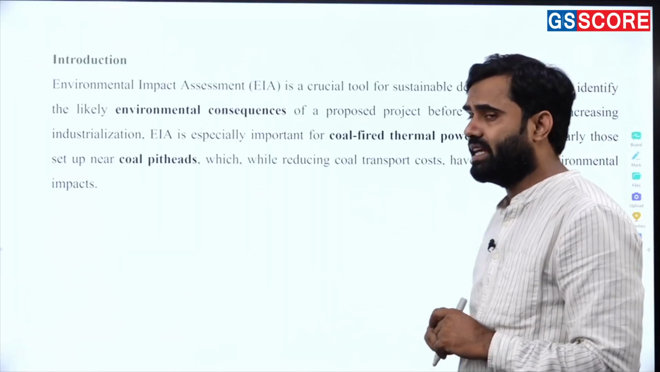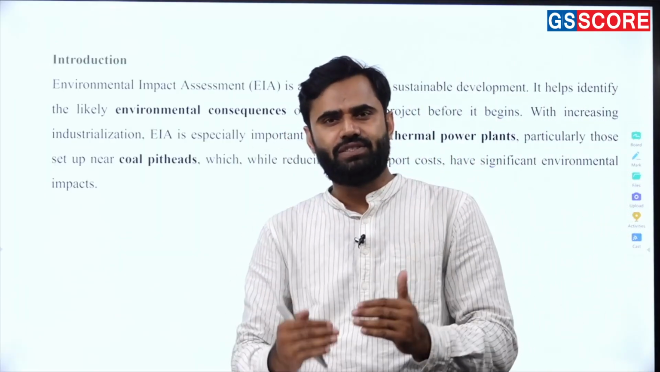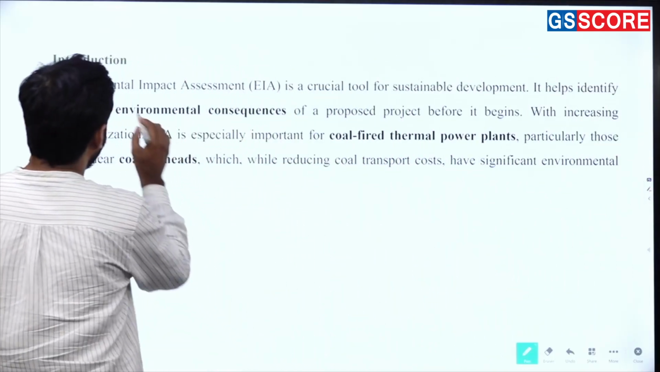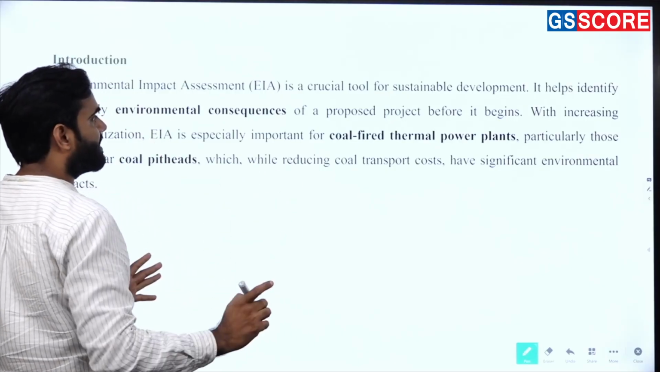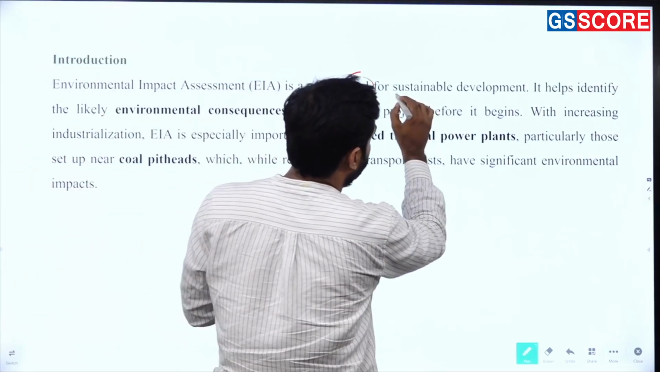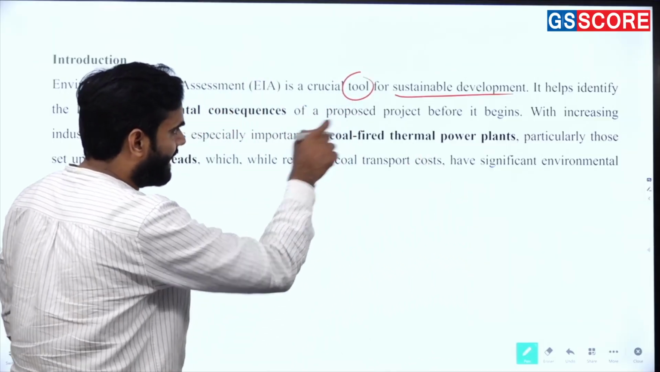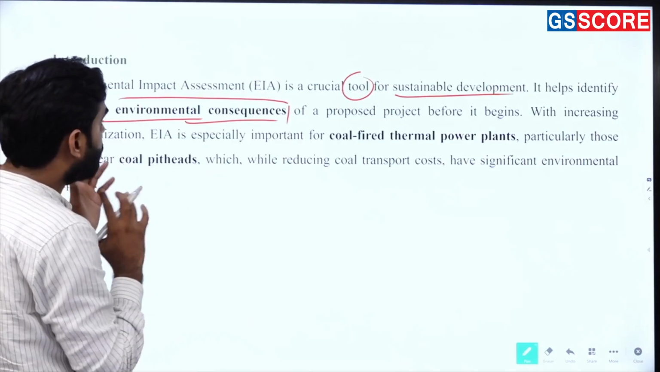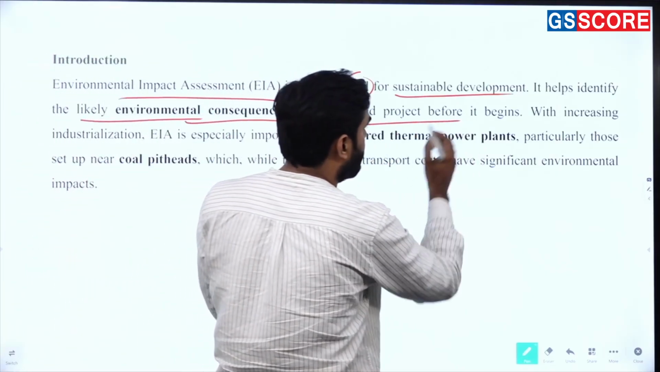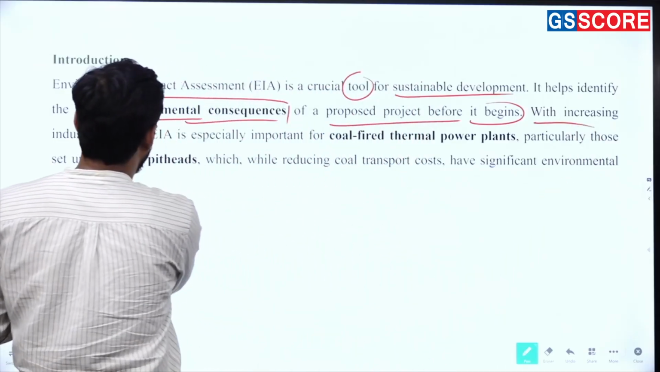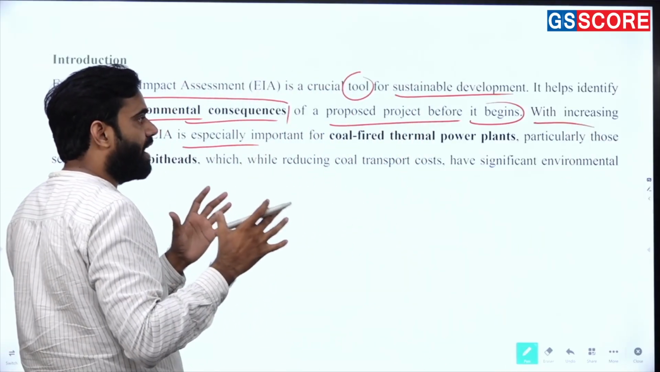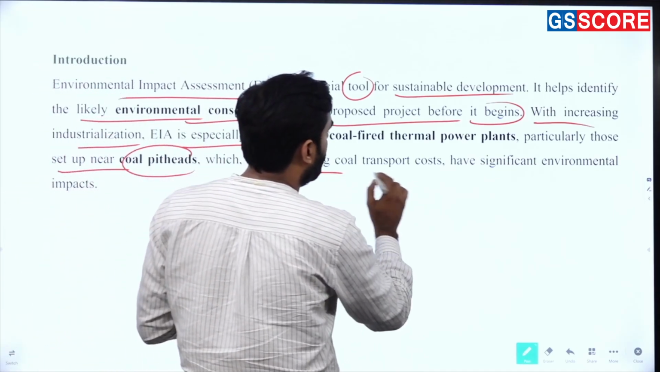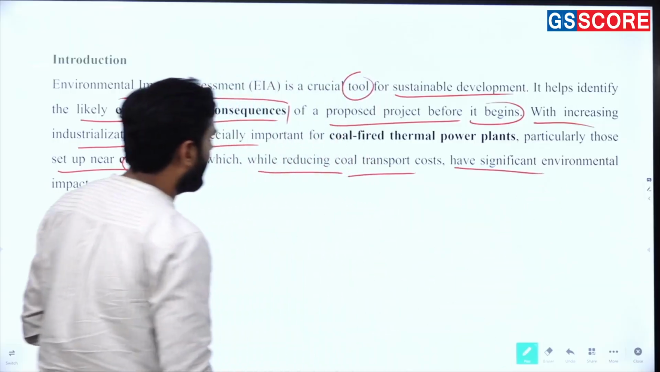This is our introduction. We have to start our answer from the introduction, so we can say that we have a four-line introduction. First of all, I started my intro with: environmental impact assessment is a crucial tool for sustainable development. This is my first line. It helps identify the likely environmental consequences. The second line talks about the environmental consequences of a proposed project before it begins. With increasing industrialization, EIA is especially important for coal-fired thermal power plants, particularly those set up near coal pit heads, which while reducing coal transport cost have significant environmental impacts.